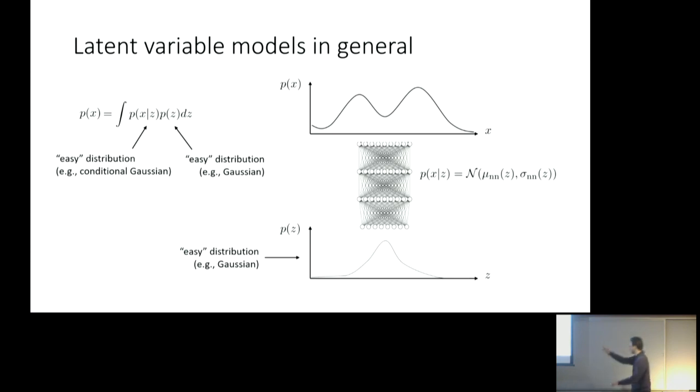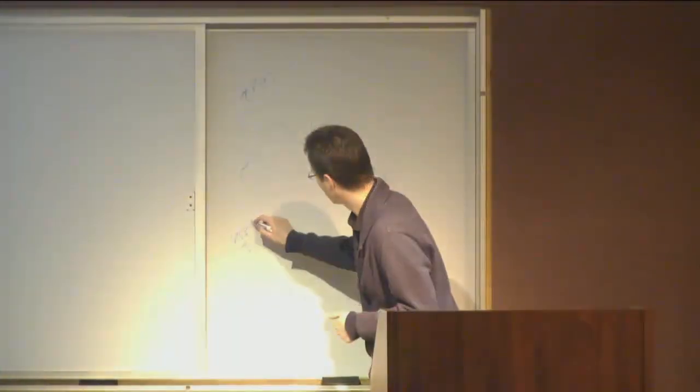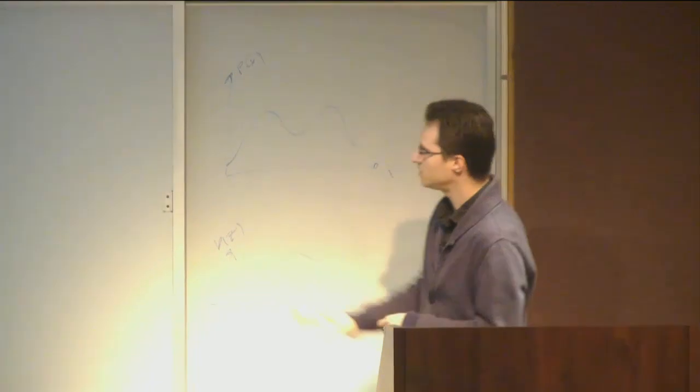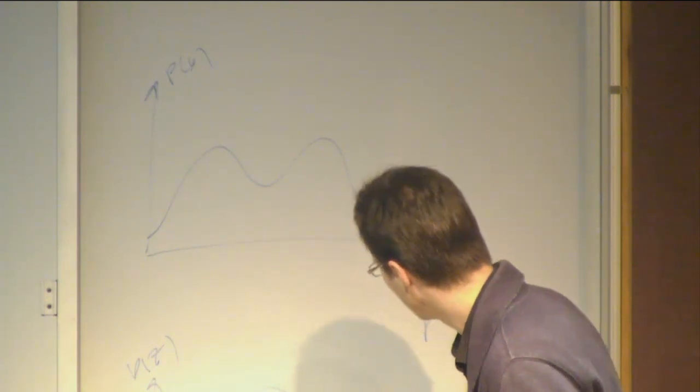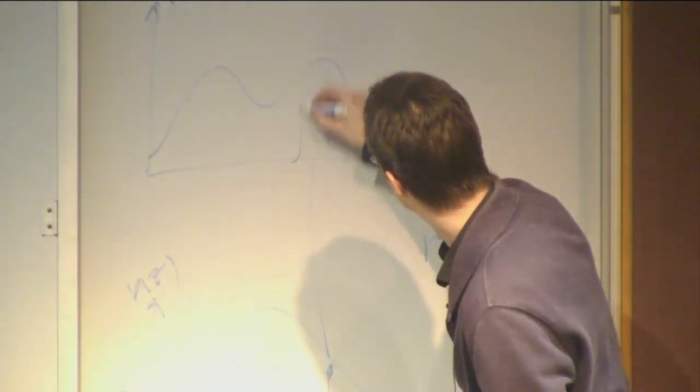So let me try to clarify this picture a little bit. This is your target distribution. This is your P of x. This is your source distribution. This is P of z. What P of x given z does is it takes a point over here and it maps it to some distribution over here.